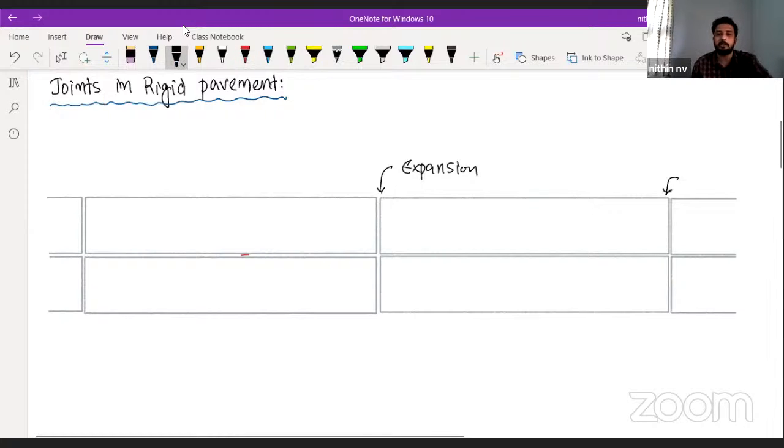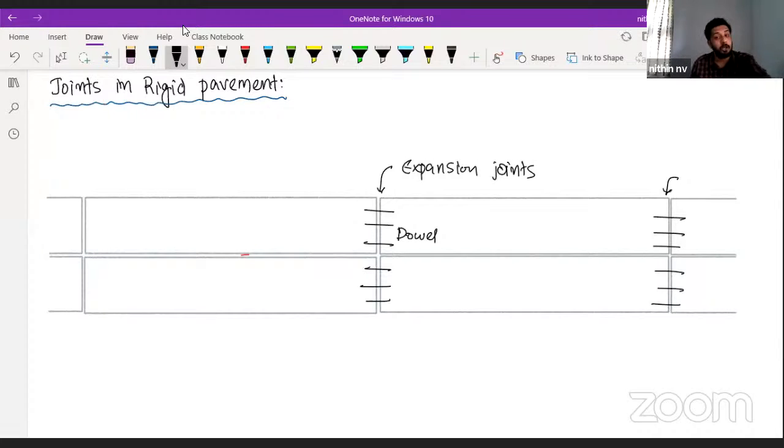And in these expansion joints we will be giving some bars. We call them load transferring dowel bars. Okay, these are expansion joints. We call them load transferring dowel bars. And if we have a two-lane road, this is actually the top view of the road. Vehicles are going in this direction. Vehicles may be coming in this direction also.